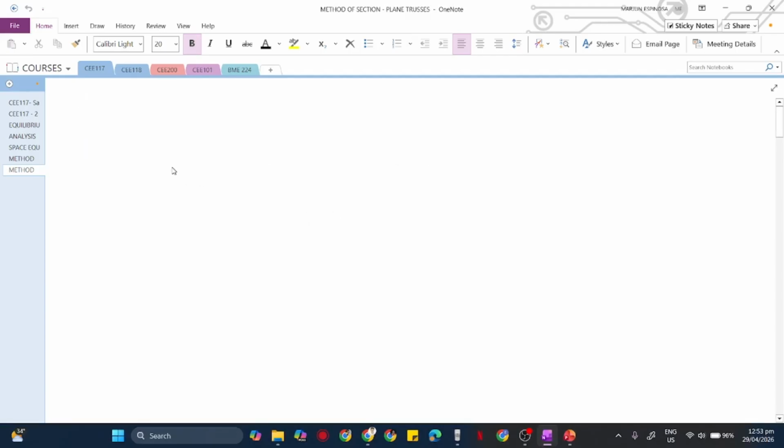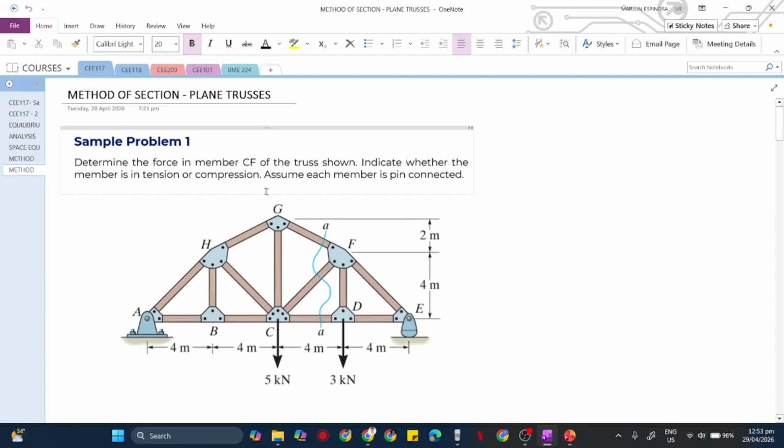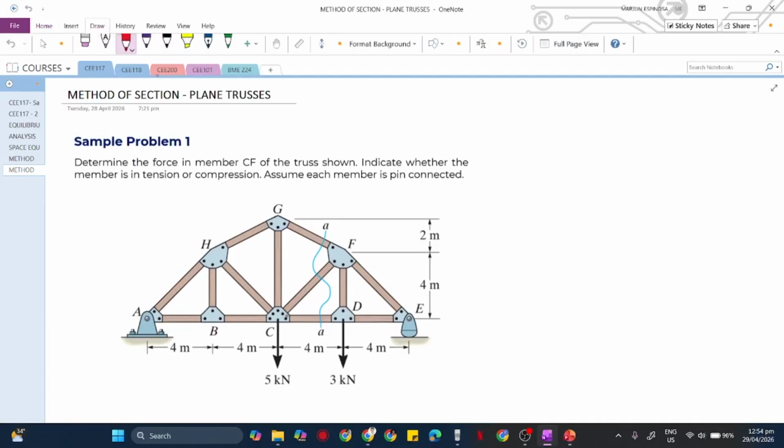Okay, we'll start with problem number 1. Determine the force in the member CF. This member here, so we will find the force there. Indicate whether the member is in tension or compression. Assume each member is pin connected. So member CF is pinned to CG, CF, and BC. Same thing here, it is pinned. So we need to solve for the value of the force here.